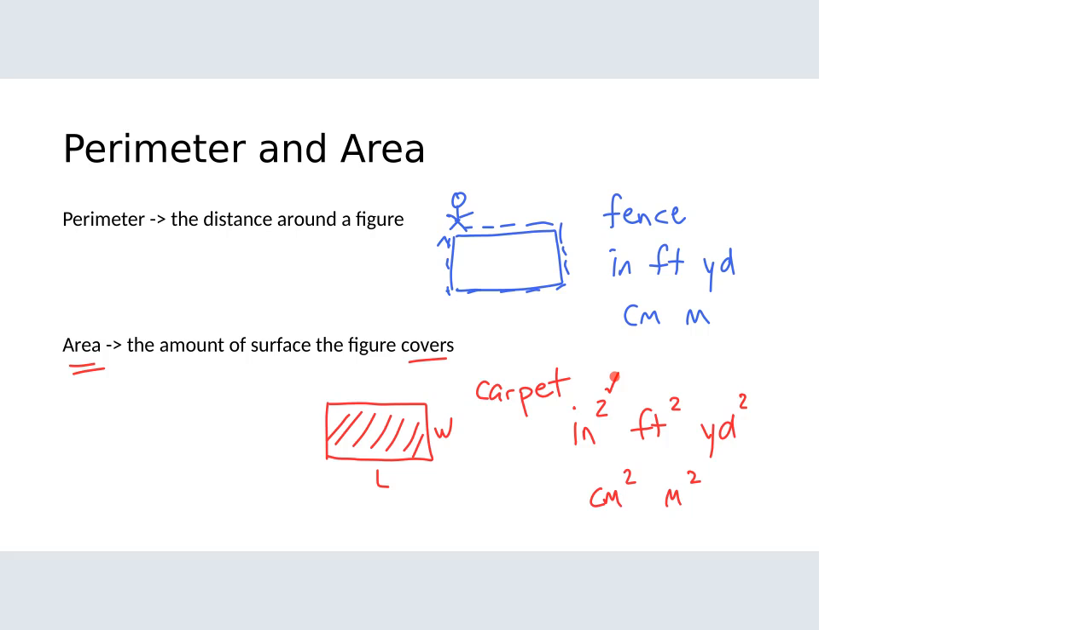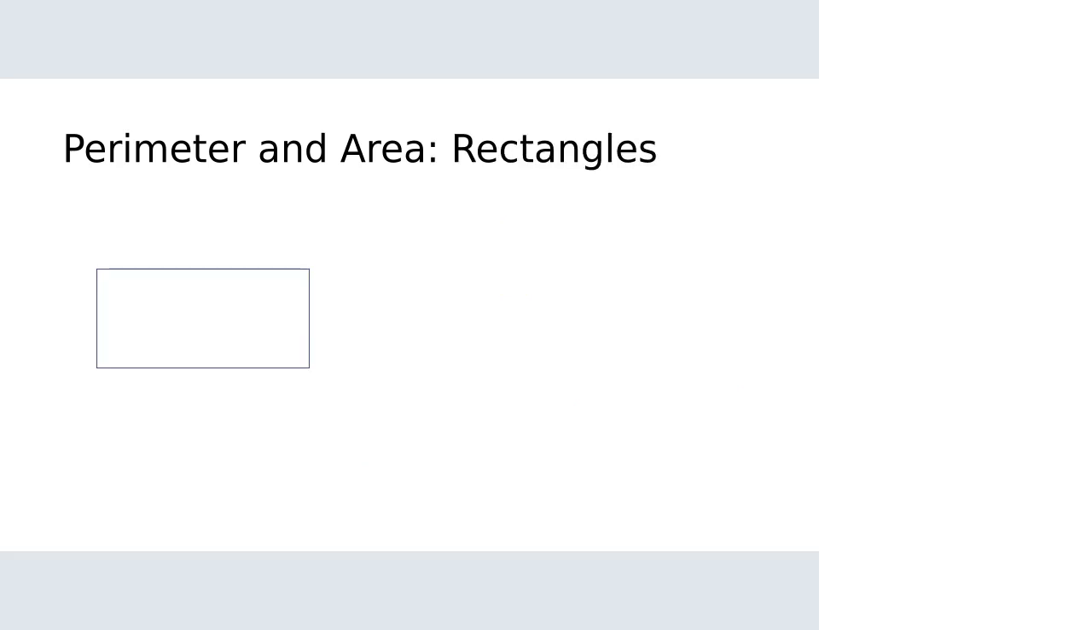Let's look a little deeper into these rectangles. So if we want to find the perimeter and area of a rectangle, let's go ahead and put some dimensions on here. Let's say that this rectangle is 3 feet long and 2 feet wide. So we have some dimensions on there. If I want the perimeter of this rectangle, there are a couple of different ways that I could do that.